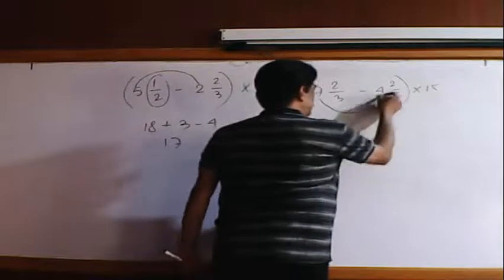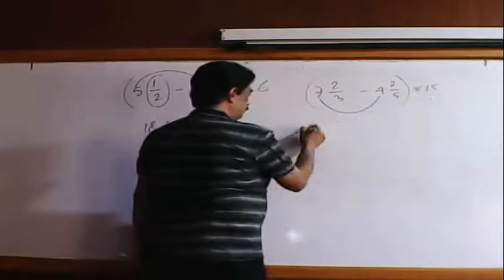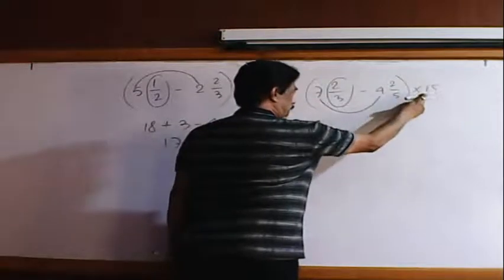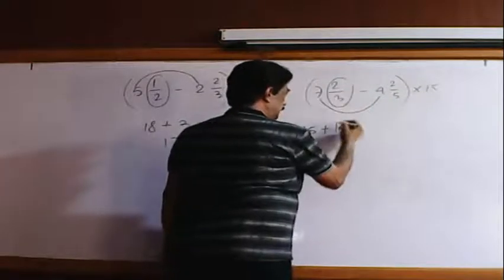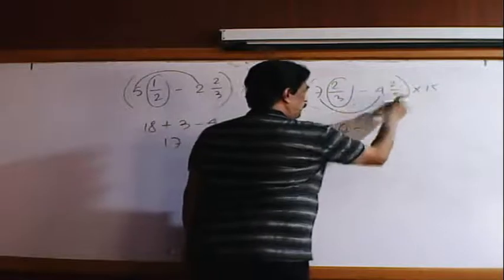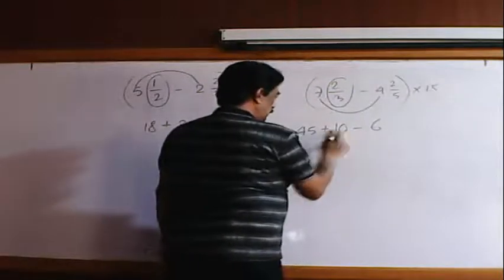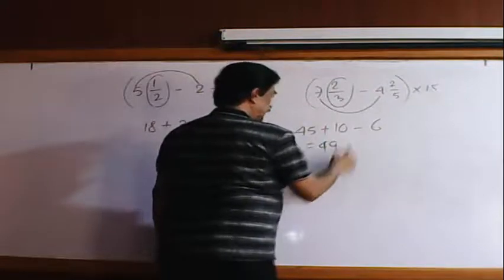7 minus 4 is 3. 3 into 15 is 45, plus 2 by 3 into 15 is 10, so plus 10, minus 2 by 5 into 15 is 6. So your result is 49. So 49 is your correct answer.